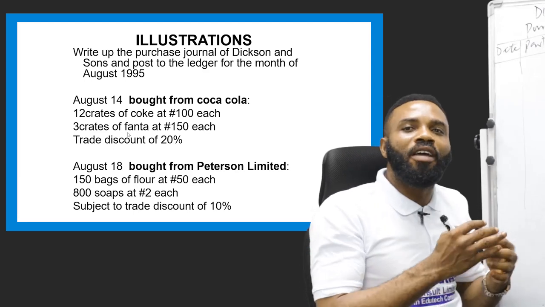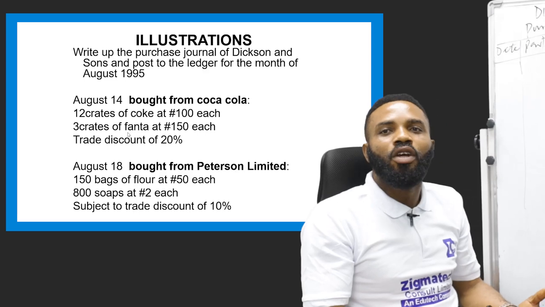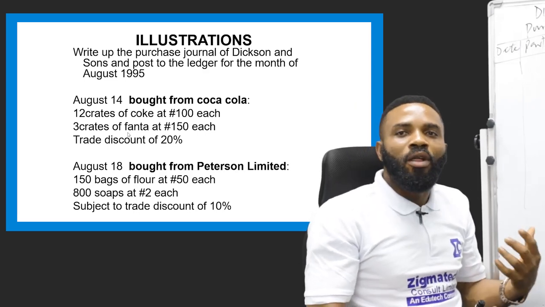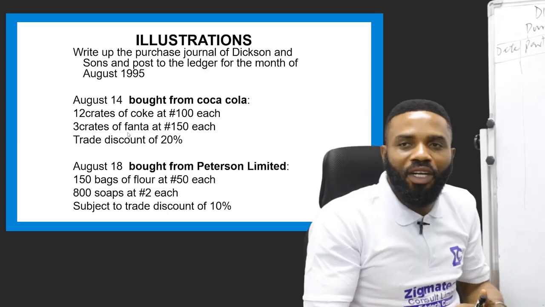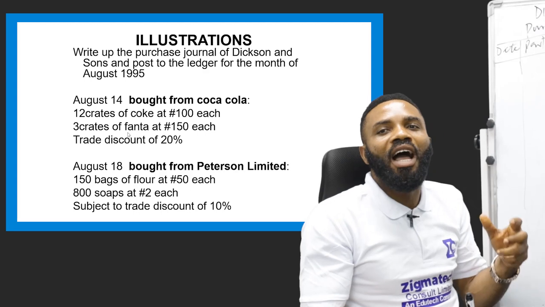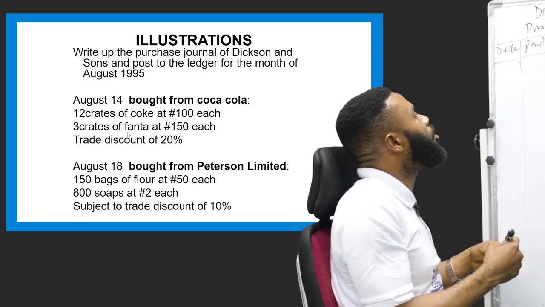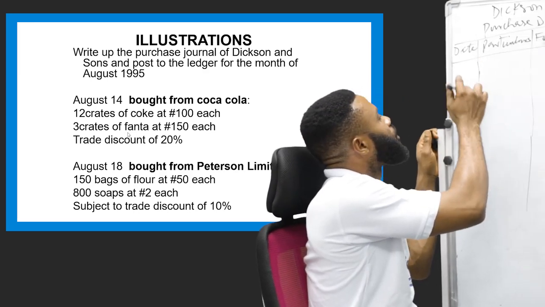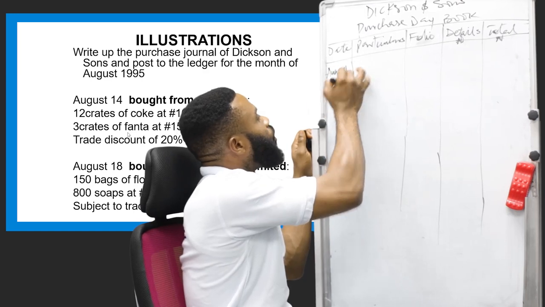They said on the 14th of August, we bought from Coca-Cola 12 crates of Coke at 100 Naira each. That same date, we bought 3 crates of Fanta at 150 Naira each. And then we had a trade discount of 20%. Then you come here and write the date, August 14. You write August, and then you write 14.